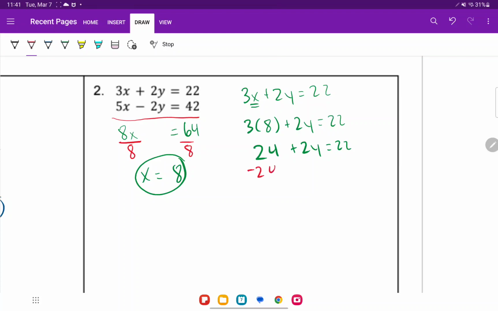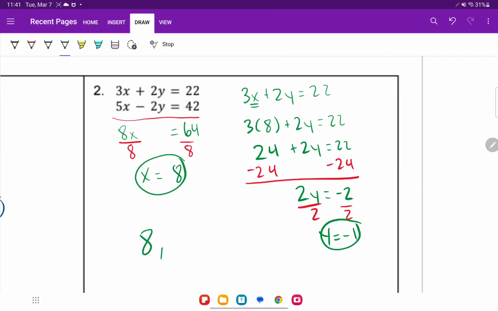We're going to subtract the 24 to the other side. So 24 minus 24 is 0. We bring down that 2y. 22 minus 24 is negative 2. Last, to isolate the y, we divide both sides by 2. And we get y is equal to negative 1. So my coordinates are (8, -1), which is x comma y.